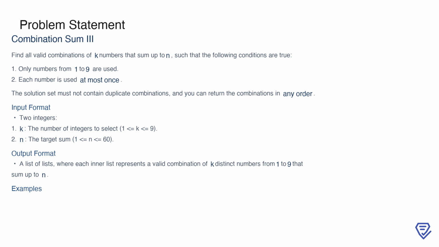The input consists of two integers, k, which represents the number of integers we need to select, and n, the target sum we aim to achieve. The constraints are that k ranges from 1 to 9, and n ranges from 1 to 60. The output will be a list of lists, where each inner list contains a valid combination of k distinct numbers from 1 to 9 that sum up to n. Now let's look at a few examples to better understand the problem.